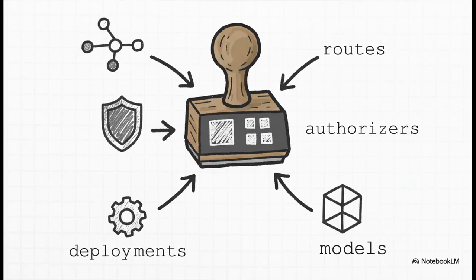And the best part is, this isn't just for stages. This same logic applies all over the place. For routes, authorizers, deployments, models, you name it. Once you get this one pattern down, you've basically cracked the code for understanding the scope of a policy.